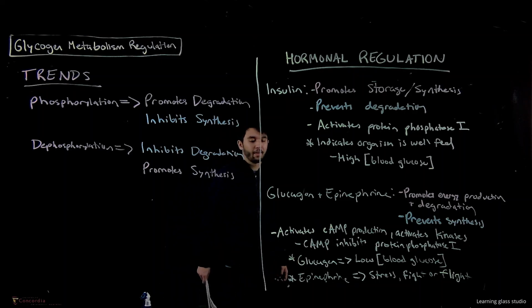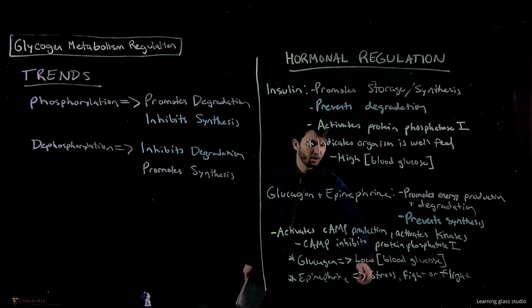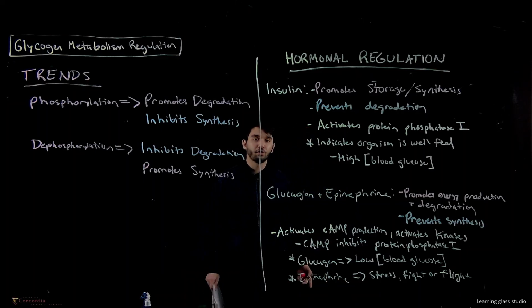So what is the reason behind this? Glucagon indicates low blood glucose levels. So if we have low blood glucose levels, we want to increase blood glucose levels by degrading glycogen.